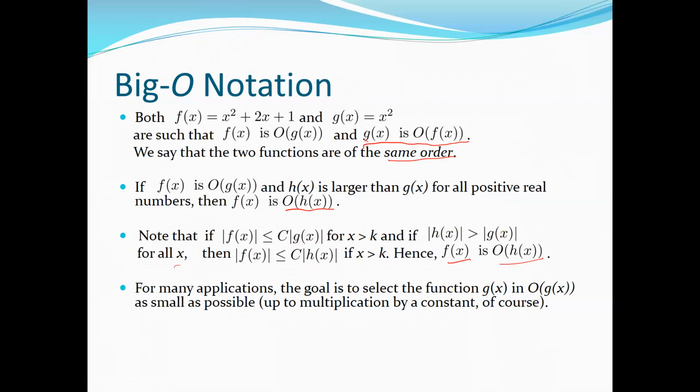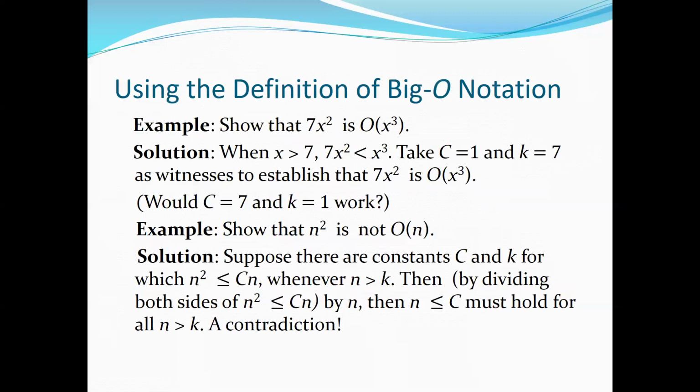For more applications, the goal is to select the function g(x) in O of g(x) as small as possible. That we'll see. We'll find the g(x) as small as possible, the least upper limit. I mean, g(x) is an upper limit of f(x), but we'll choose the least upper limit, right?